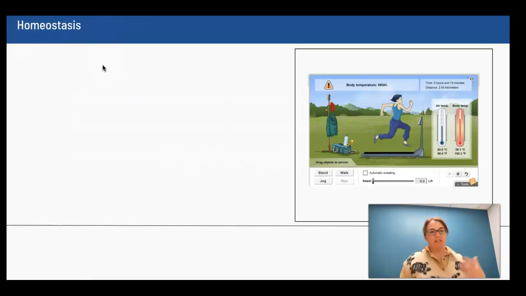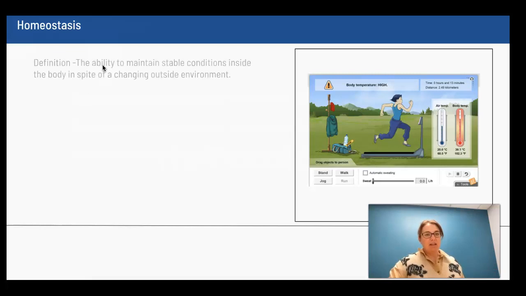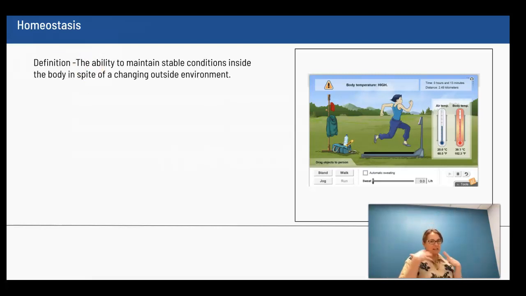Okay, so what is homeostasis? I'll give you the quick definition. It's the ability to maintain stable conditions inside the body in spite of your changing outside environment. So we live in Minnesota. We can kind of connect to this a little bit. We got hot, we got cold, we've got all sorts of things going on that could influence our body's temperature. And so homeostasis is the ability for your body to regulate that.